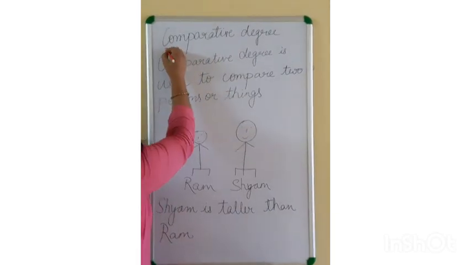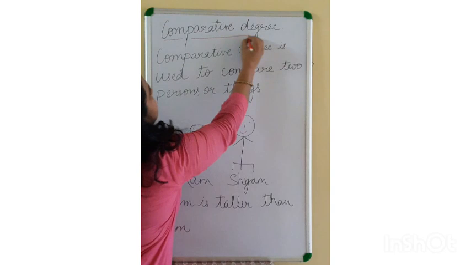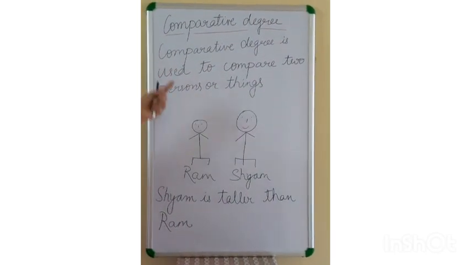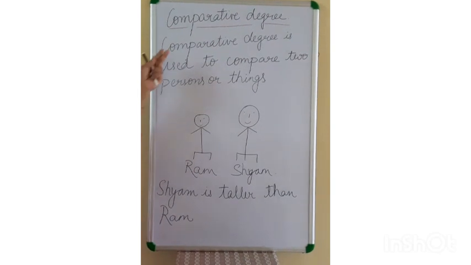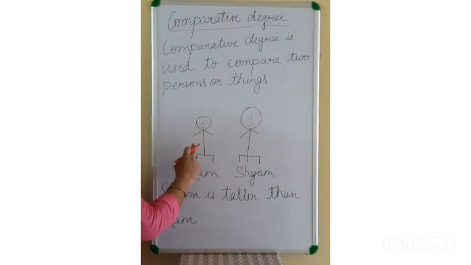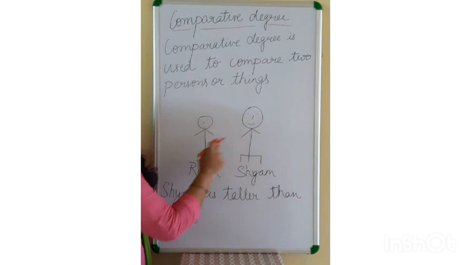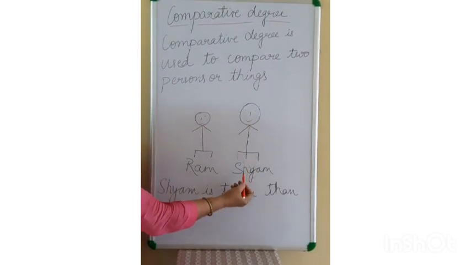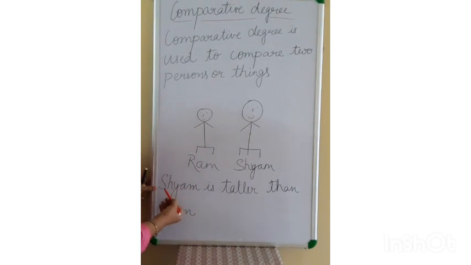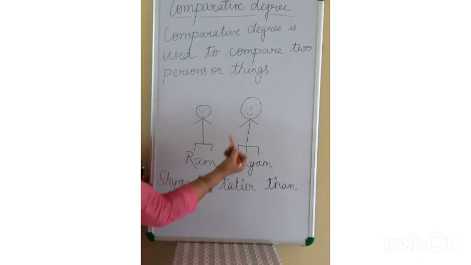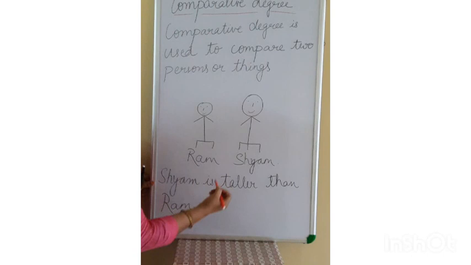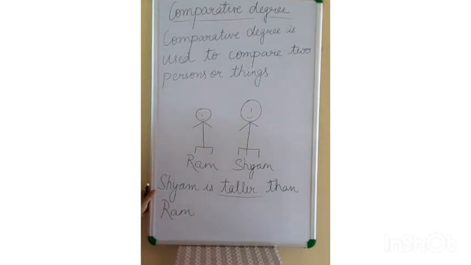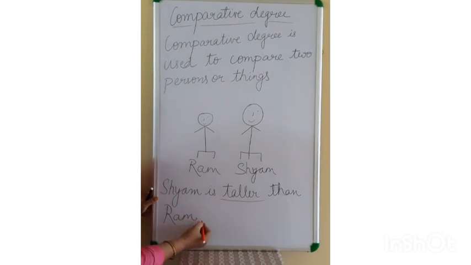Now we'll talk about comparative degree of adjective. We use the adjective of comparative degree when we are comparing between two persons. This is Ram, this is Shyam. Now I will make a sentence like this. Shyam is taller than Ram. So taller is the comparative degree of adjective.